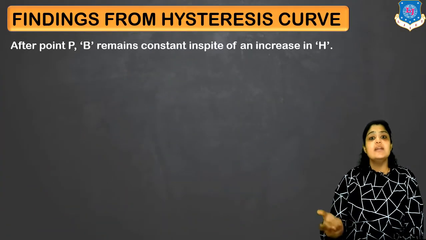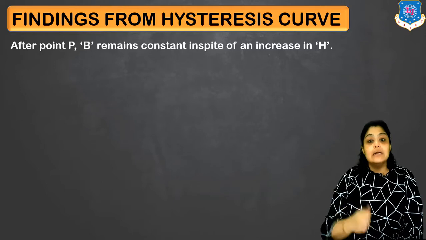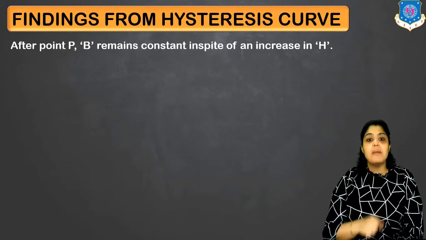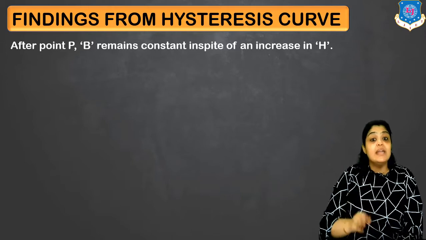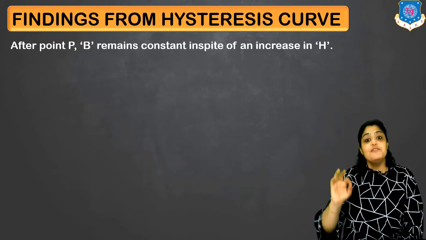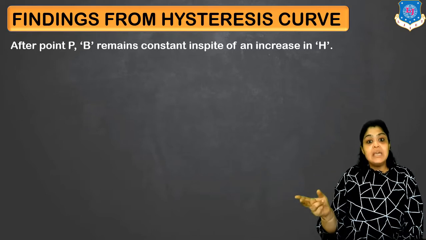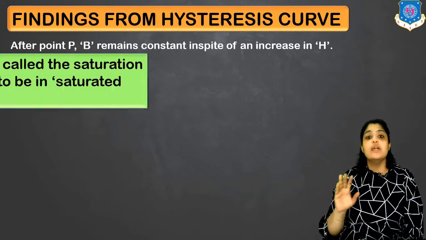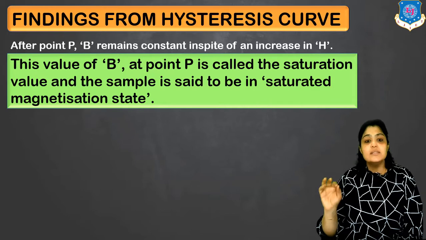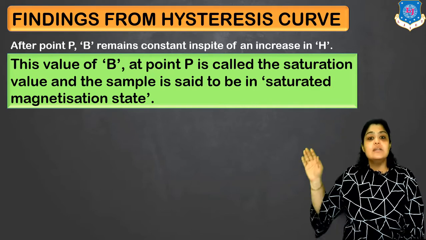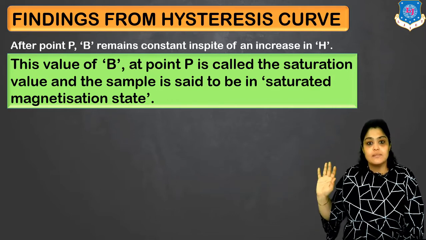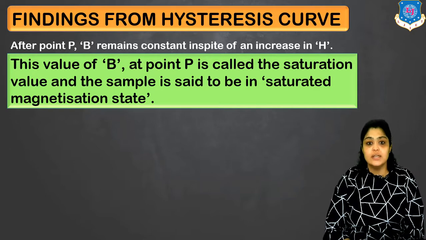Now, let's discuss the findings of the hysteresis curve. What do we learn from this hysteresis curve? At the point P, the magnetic induction B remains constant in spite of an increase in the applied magnetic field H. Even if you increase H beyond the point P, the magnetic induction is not going to increase. So the value of B at point P is known as the saturation value, and our sample is said to be in the saturated magnetization state. So no increase in magnetization further.